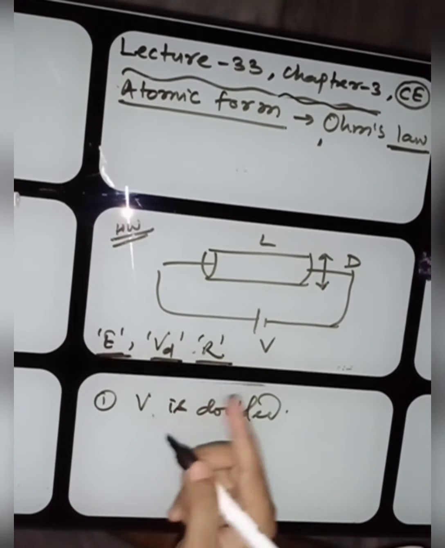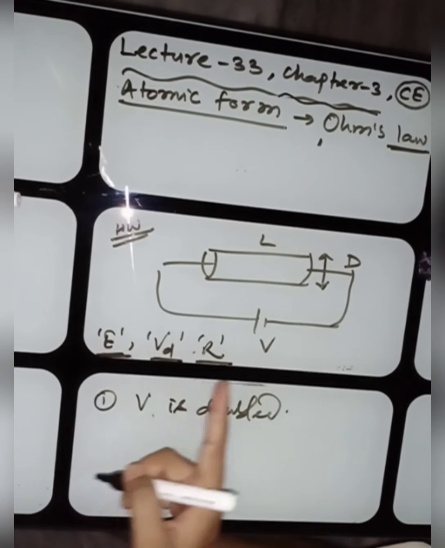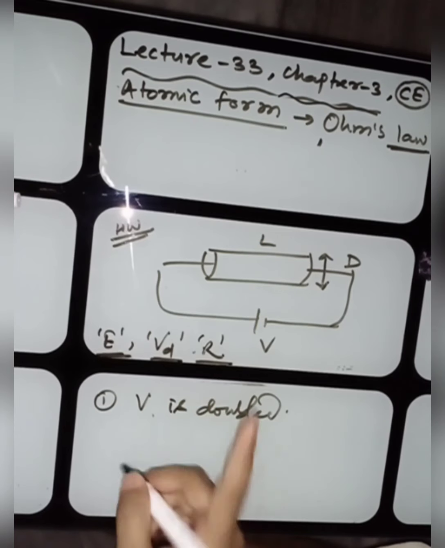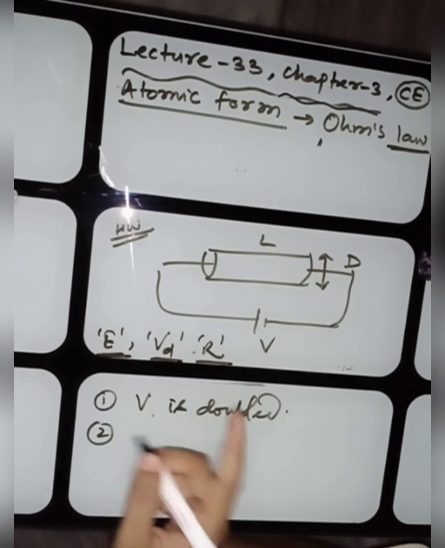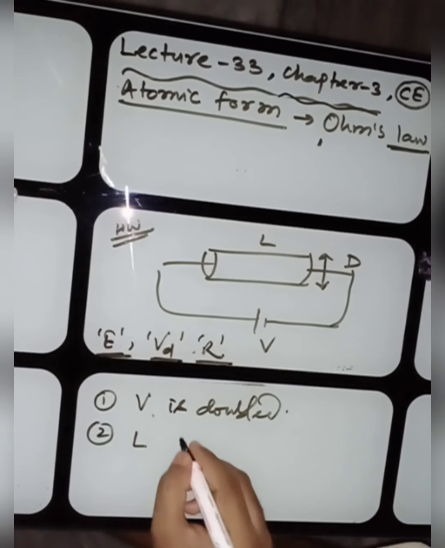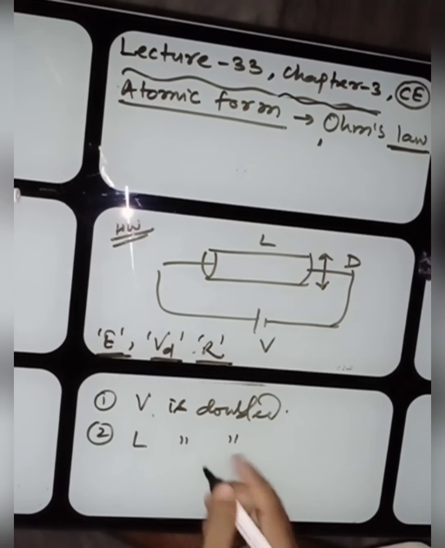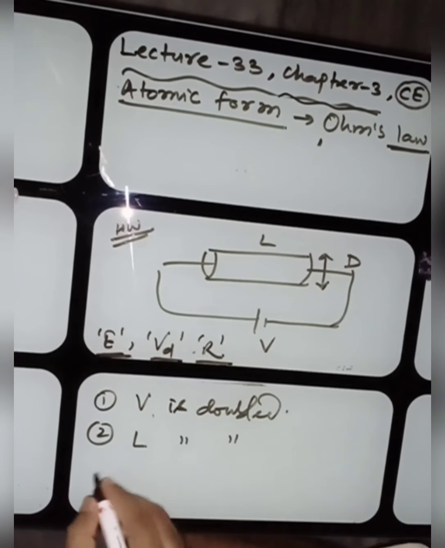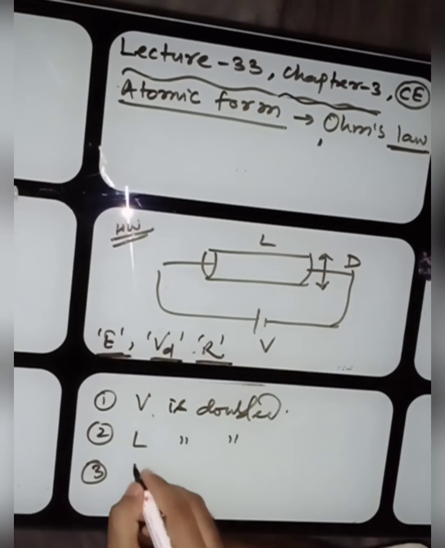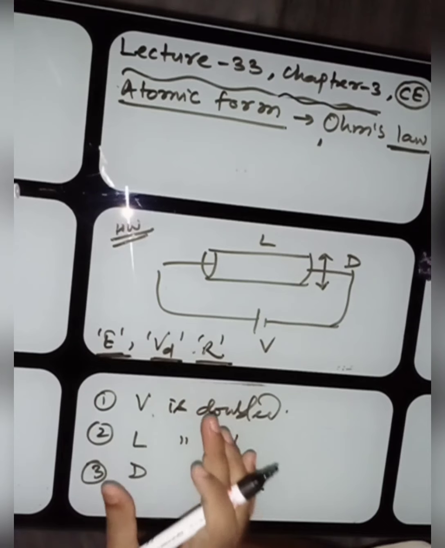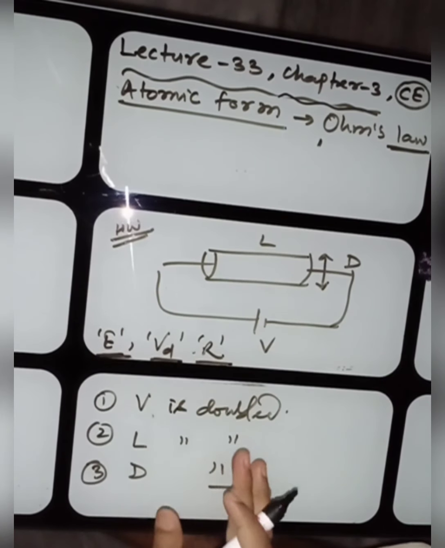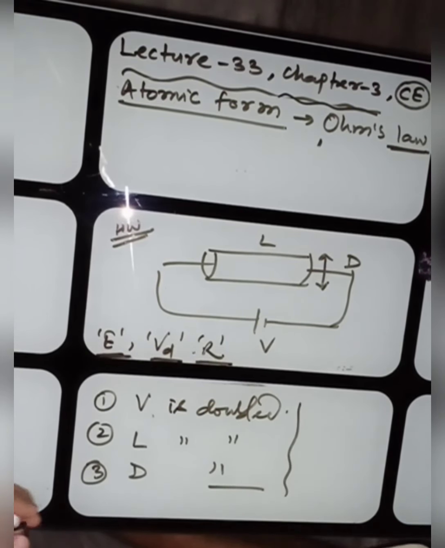If V is doubled, then how will these three quantities be affected, you have to find. The second, if L is doubled, if length is doubled, again I'm doubling the length, and if D is doubled, if this diameter is doubled, then how will these three quantities be affected, you have to find the answer. So with this homework we are concluding today's lecture, my dear students. Thank you very much.